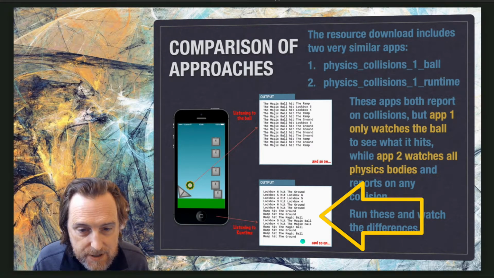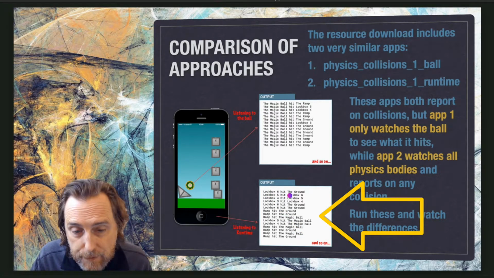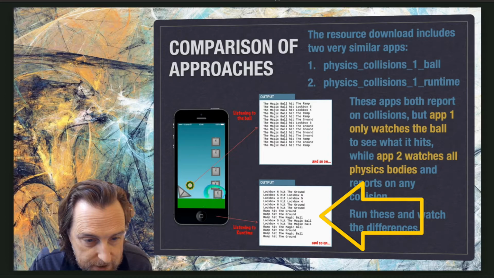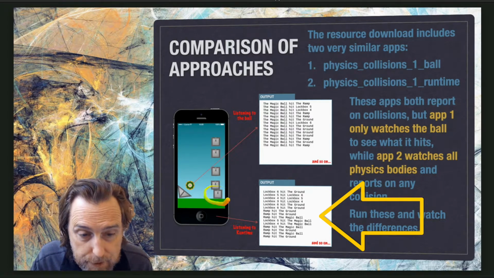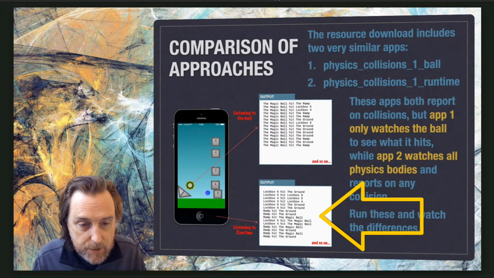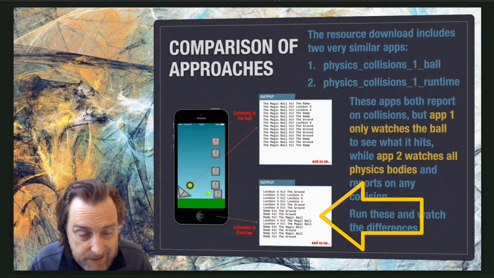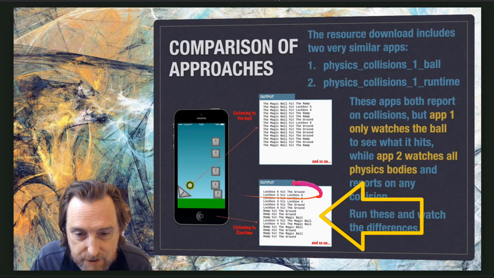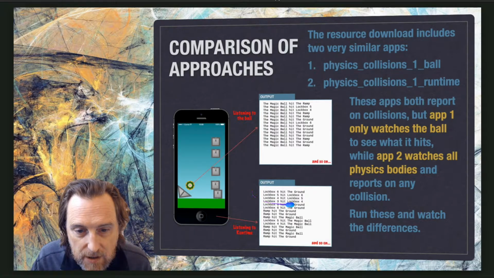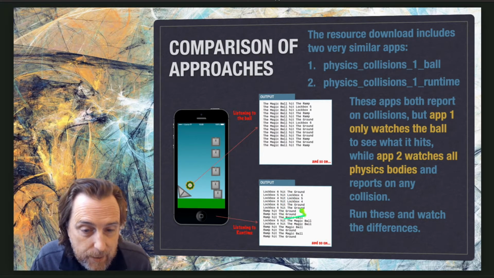And so you'll see stuff like lockbox 6 hit the ground. What does that mean? Well, when you watch the app running, this is lockbox 6. It was the first thing to touch the ground. You'll see when I run it that it hits the ground first. Therefore, it makes sense that that's the first reported collision. And actually, as you work your way down, it'll make sense.